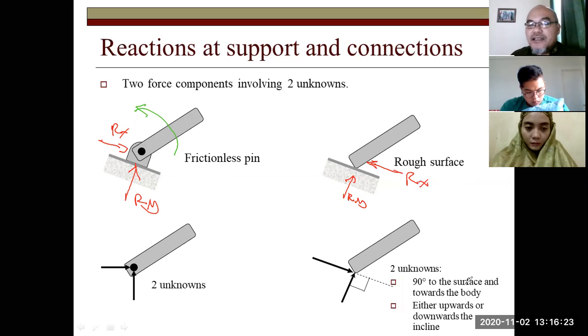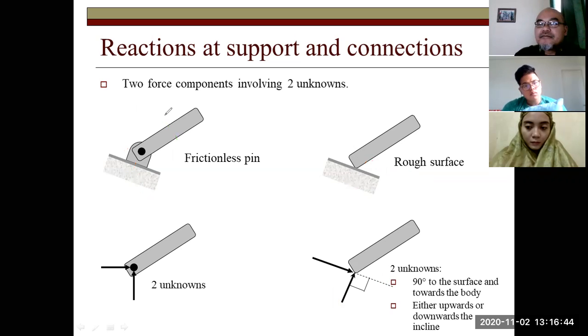The first one is 90 degrees to the surface and towards the body, this part. The second one is either upwards or downwards along the incline, which depends on the friction force or pin force here.